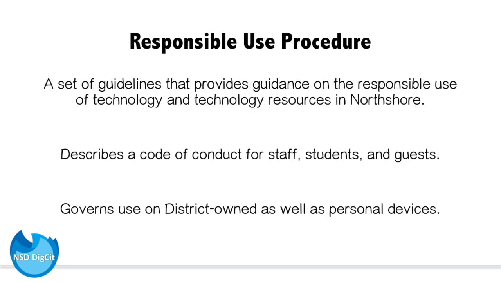A responsible use procedure is a set of guidelines that provides guidance on the responsible use of technology and technology resources in our district. The RUP describes a code of conduct that governs use by staff, students, and guests. It also describes use on district-owned as well as personal devices. This would include the use of personal devices in a BYOD environment, as well as the use of personal devices where that use might impact school activity.